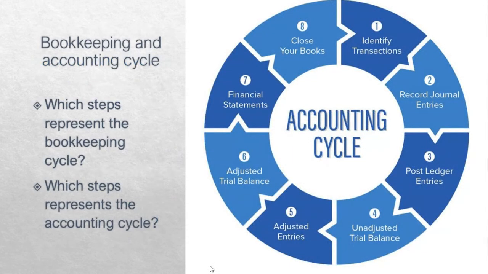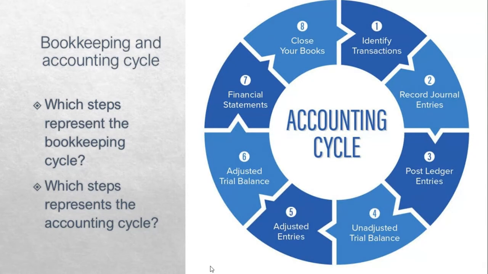Okay, now looking at these transactions, we've got 8 transactions here. So the first one is we identify a transaction, we record the journal entries, post the ledger entries. Then we've got our unadjusted trial balance, so that's before any adjustments are made at month end. Then we do adjusted entries, so that's, for example, where we need to do an entry based on the accounting rules, which does not have a specific source document. We create an adjusted trial balance, and then that goes into our financial statements, close the books.